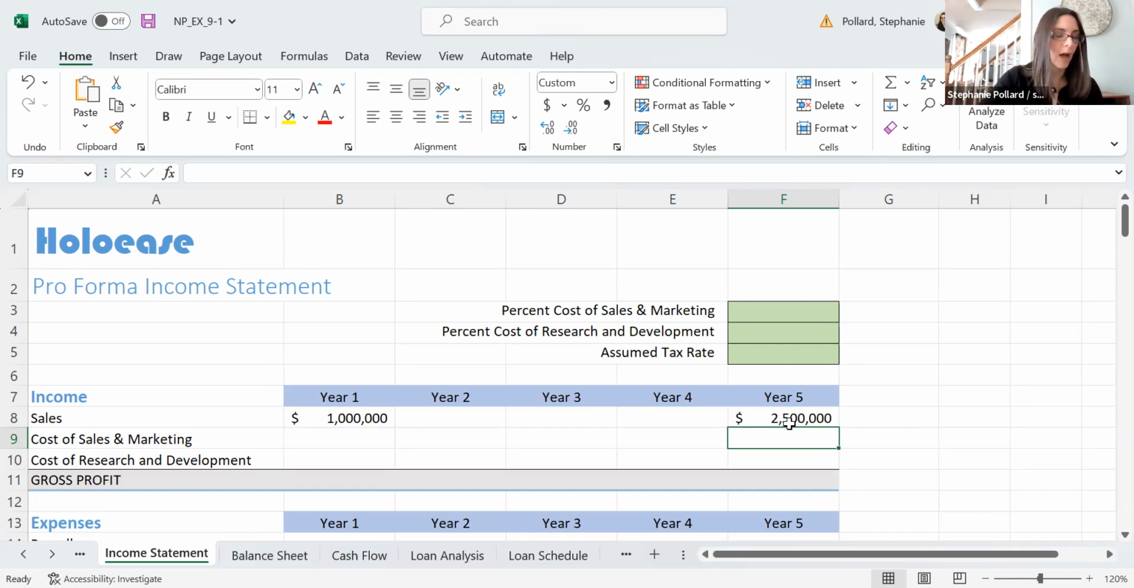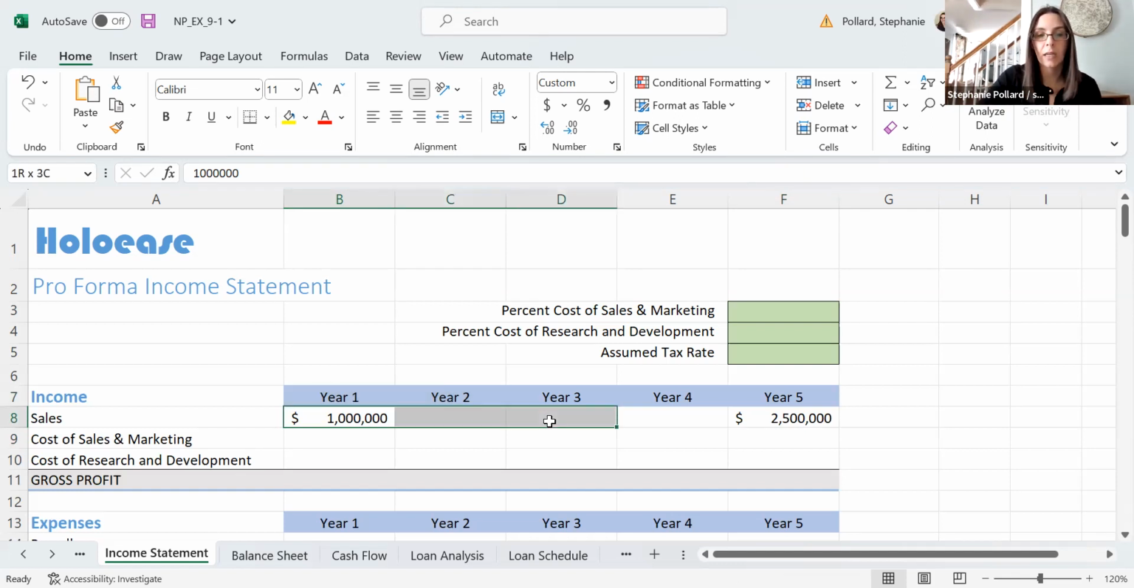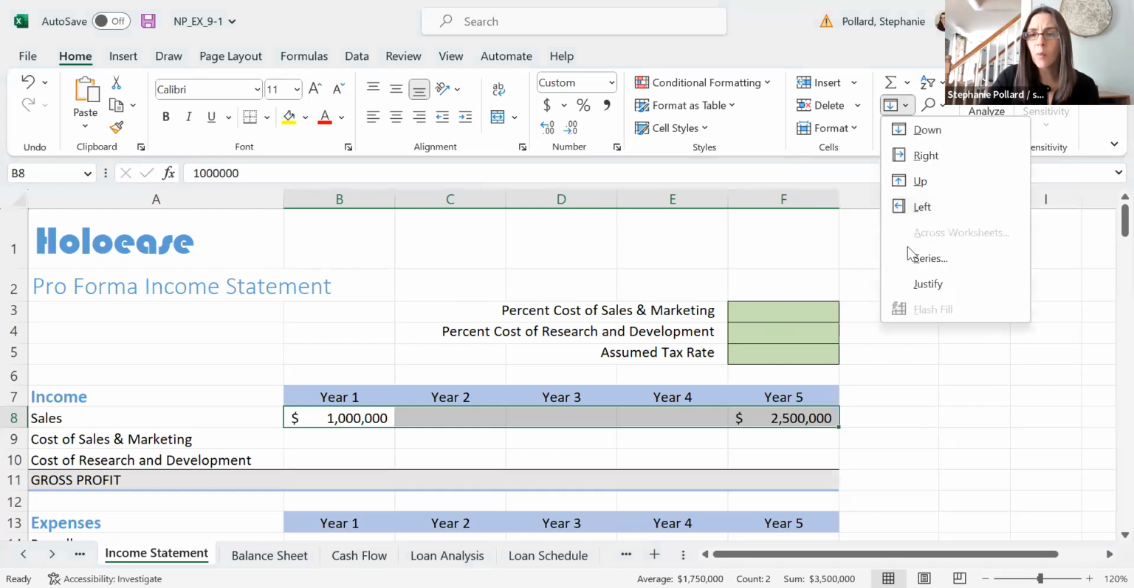So we can have Excel help us. What we're going to do is enter our beginning and ending values, again, what we expect to happen based on research. And then we select the whole range. So I'm selecting from B8 to F8 here. And then I'm on the Home tab, I'm going to go over to Editing, and then I see this Fill option, and I want to hit Series.